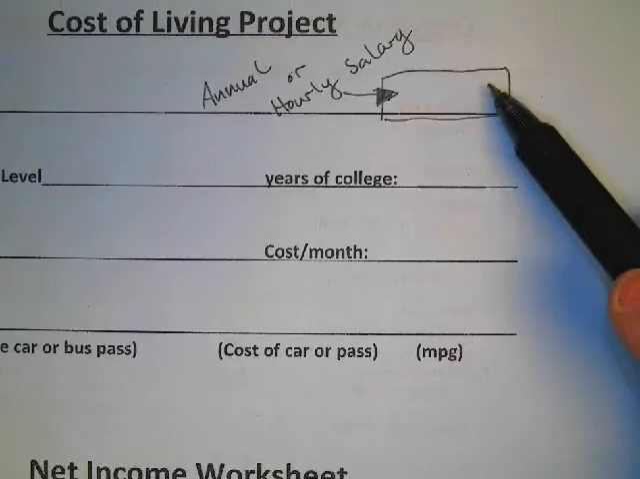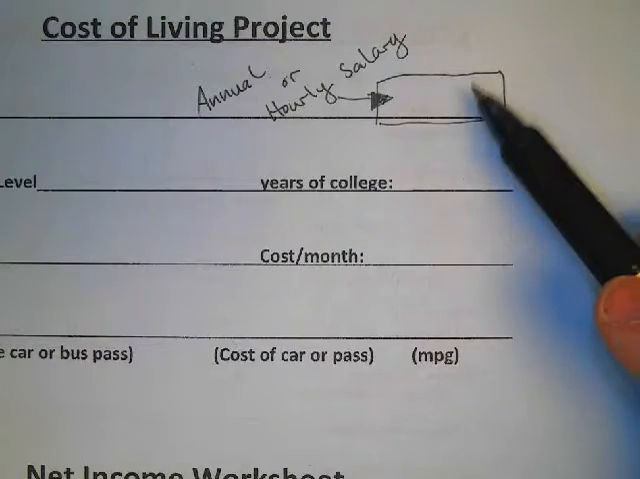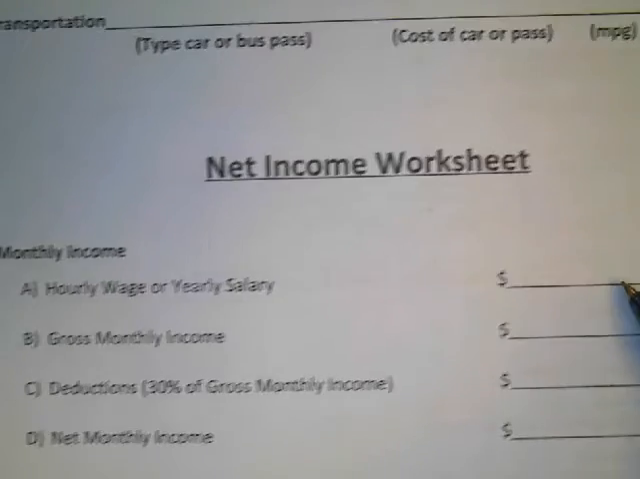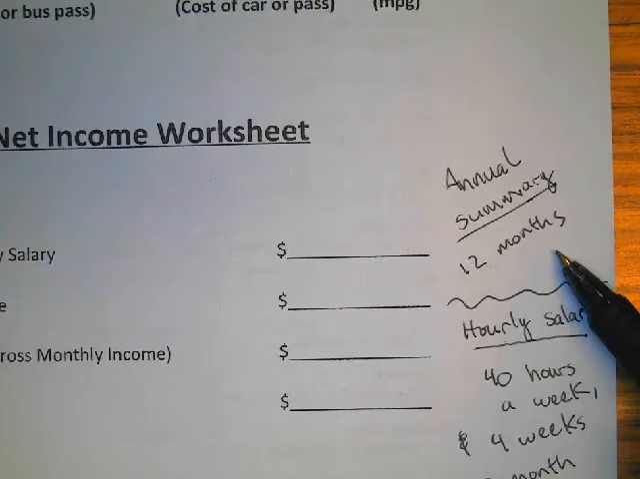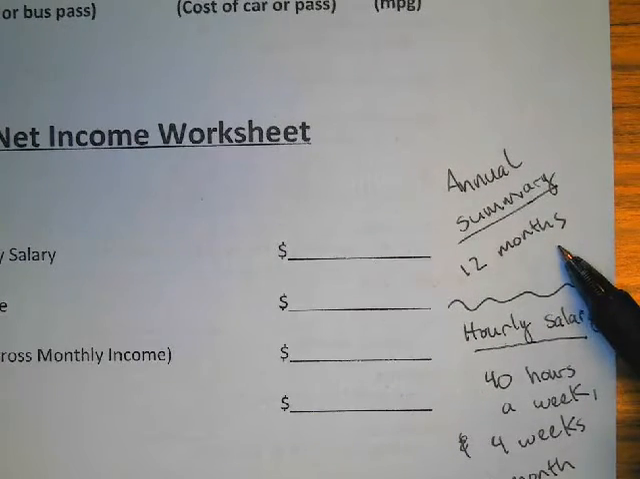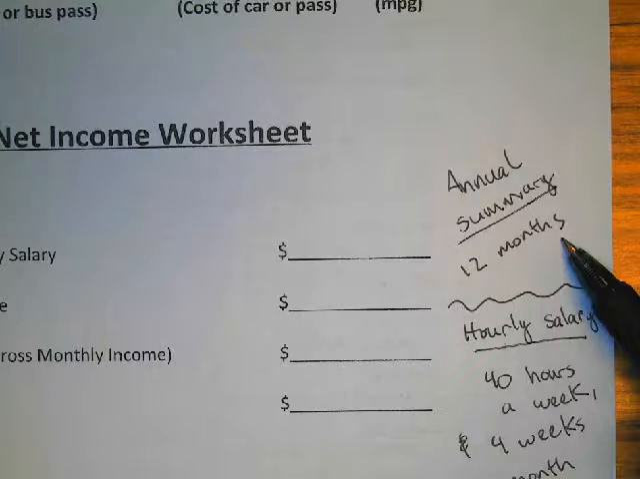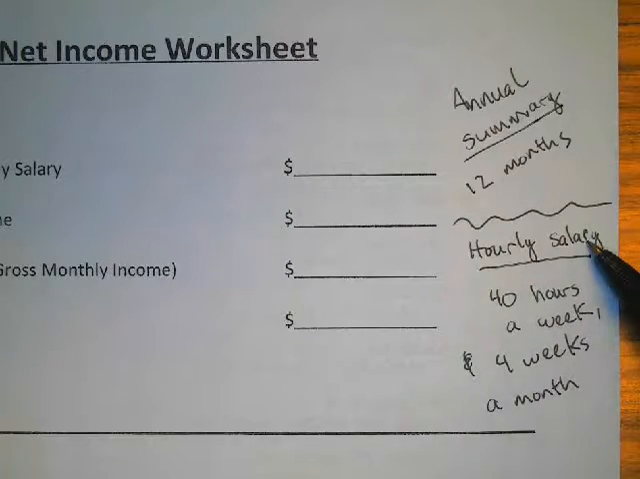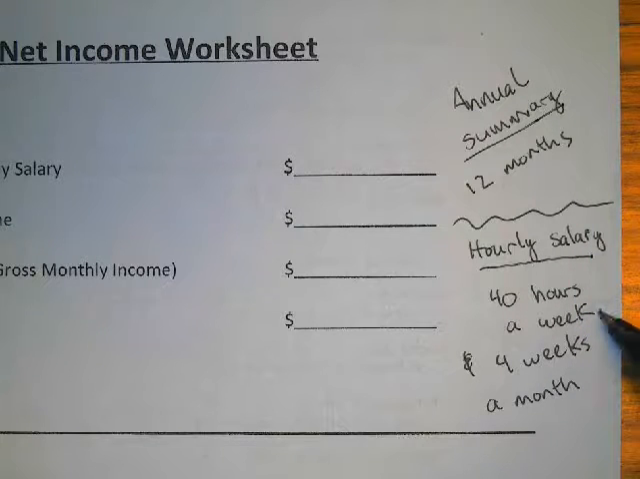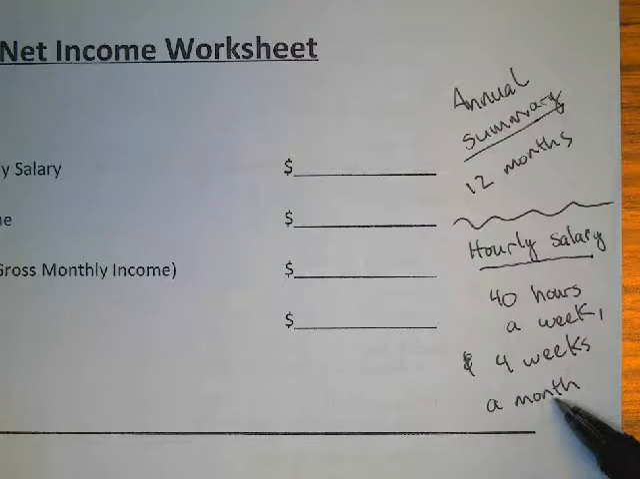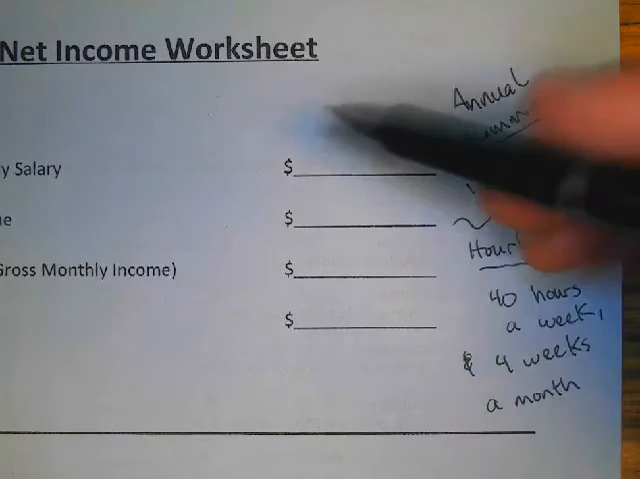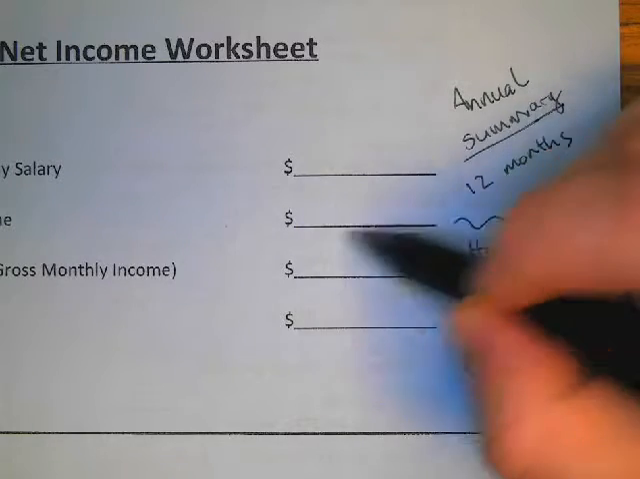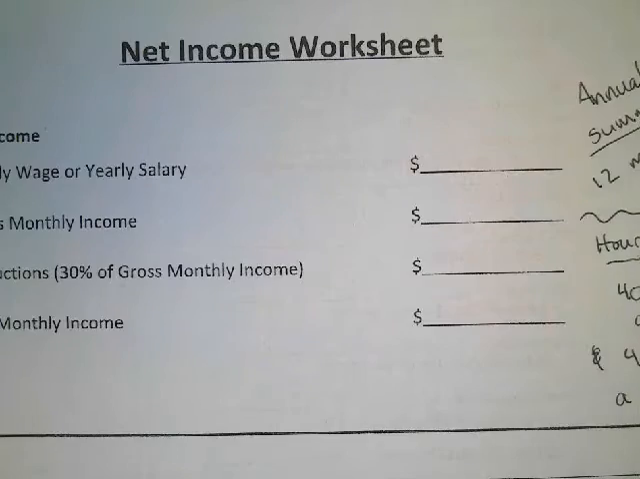So again, you'll take this number from up here, your annual or hourly salary, and you just copy that number into this first section, this A part. Then to figure out the B part, if you're annual, think about what 12 months means to turn an annual salary into a monthly salary. If you're an hourly salary, think about what 40 hours a week and 4 weeks a month means to figure out how much you're going to make per month. And then that's the number that goes here. Okay? So you're going to have to think about this.